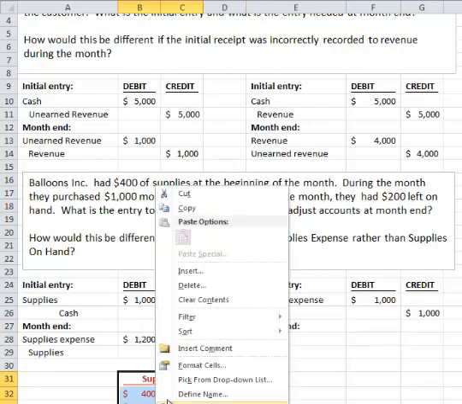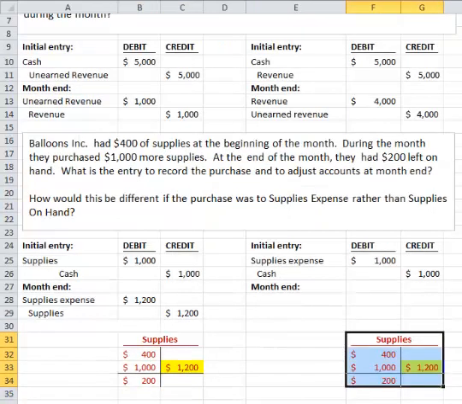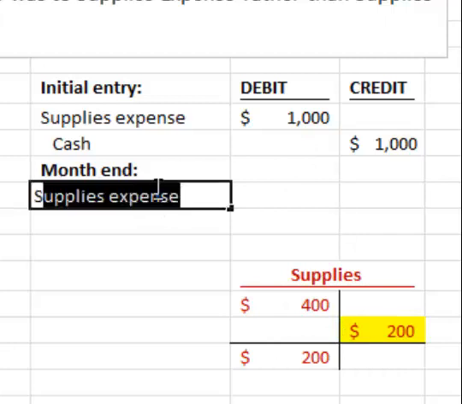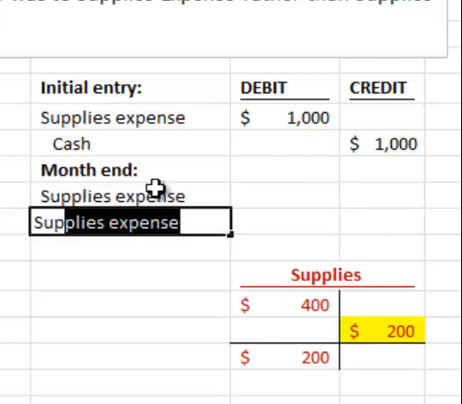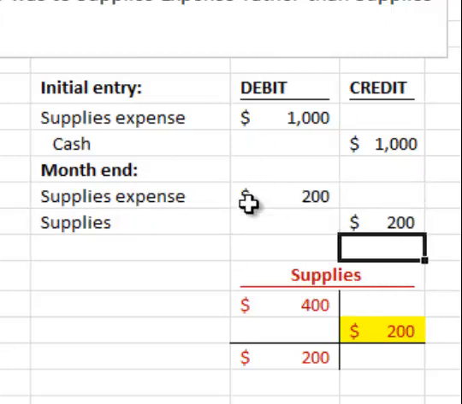Well, now the supplies account doesn't have the 1,000 in it, does it? Because the 1,000 was booked directly to supplies expense. So now we just need to reduce supplies by 200 in order to get the balances correct. So now supplies expense will be 1,200, which is what it needs to be, and the ending supplies account will be 200, which is what it needs to be.